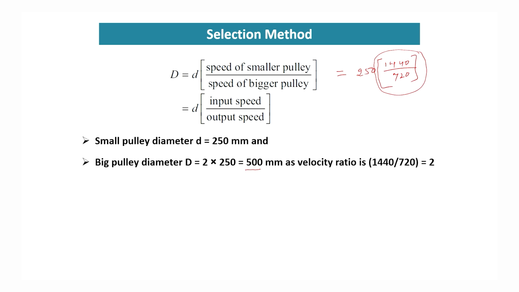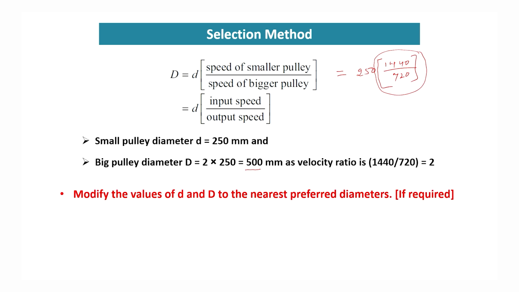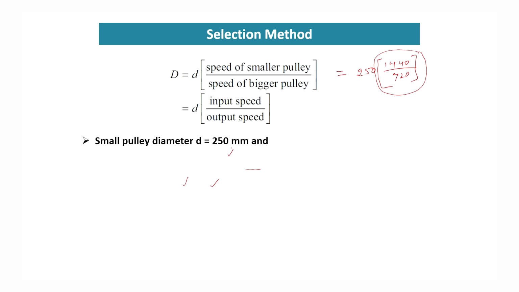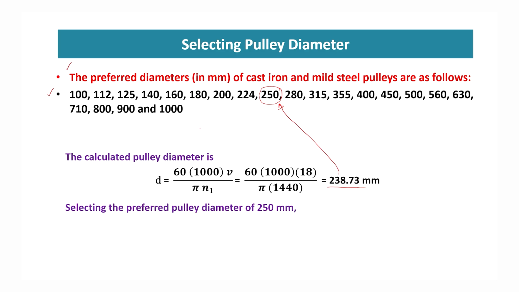So, we got the diameter of the smaller pulley and the diameter of the bigger pulley. Now, modify the values of the diameters of the smaller pulley and the bigger pulley to the nearest preferred diameters if required. But in our case, the small d is 250, which was selected from the preferred pulley diameters given, and the diameter of the bigger pulley is obtained as 250 multiplied by 2, that is 500, and this 500 is also in the preferred diameter series.